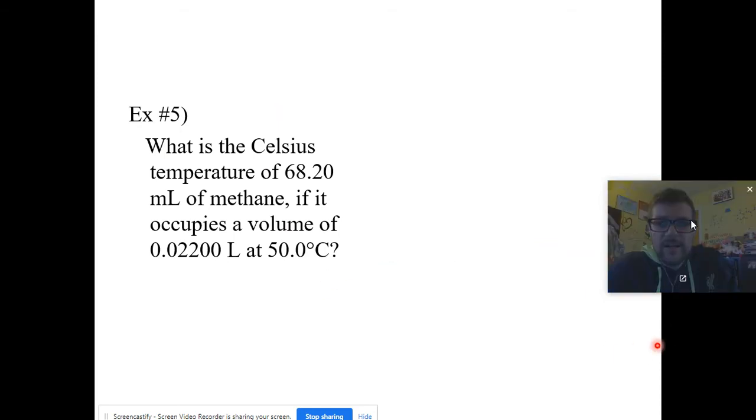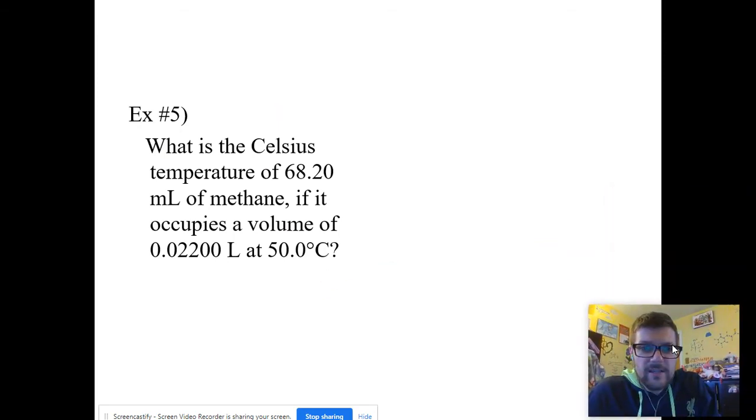We can do a bunch of different sample problems with these. Here is one. What is the Celsius temperature of 68.2 milliliters of methane if it occupies a volume of 0.02200 liters at 50 degrees Celsius? There's actually a lot going on in this problem. First of all, we've got two different units.